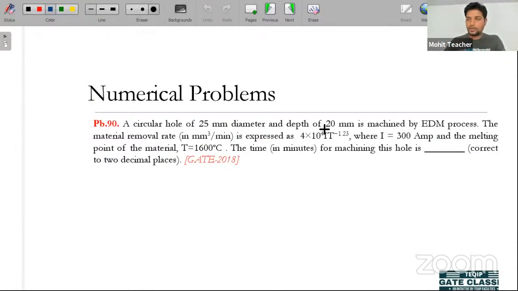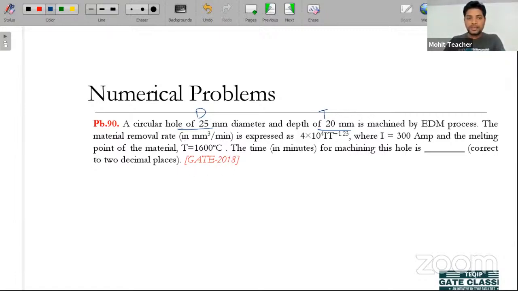So a circular hole, the diameter is given to you, that is 25 mm. Okay, the depth, that depth is given to you, meaning thickness is given, that is capital T we are assuming here again, that is 20 mm.